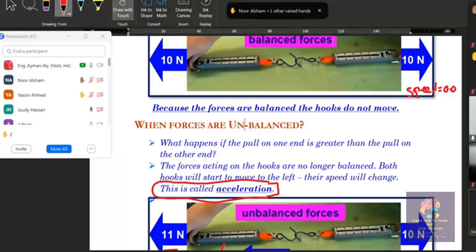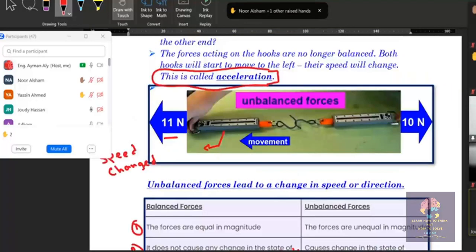Your voice is not clear, but I got your point. Yes, you are correct. And this is the acceleration force. Again, please. Michael, when it's 10 newtons and 10 newtons, and then it became 11 newtons and 10 newtons, is it the acceleration force? Okay, sir. Yes. Sir, can I? I am with you.